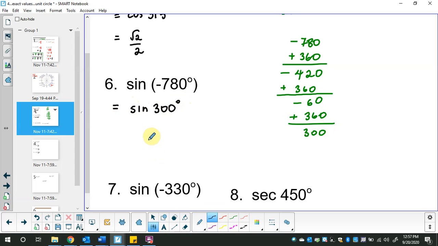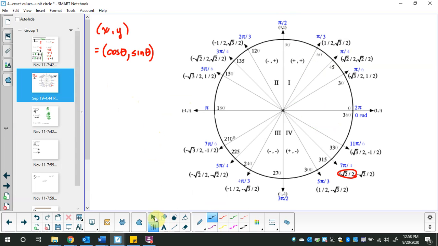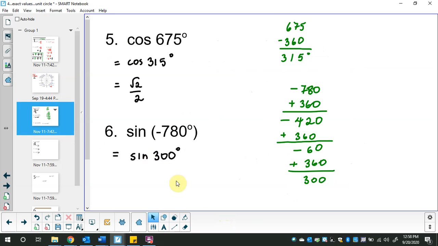So, sine 300 is find 300, find sine, so we can write down negative root 3 over 2 for that answer.